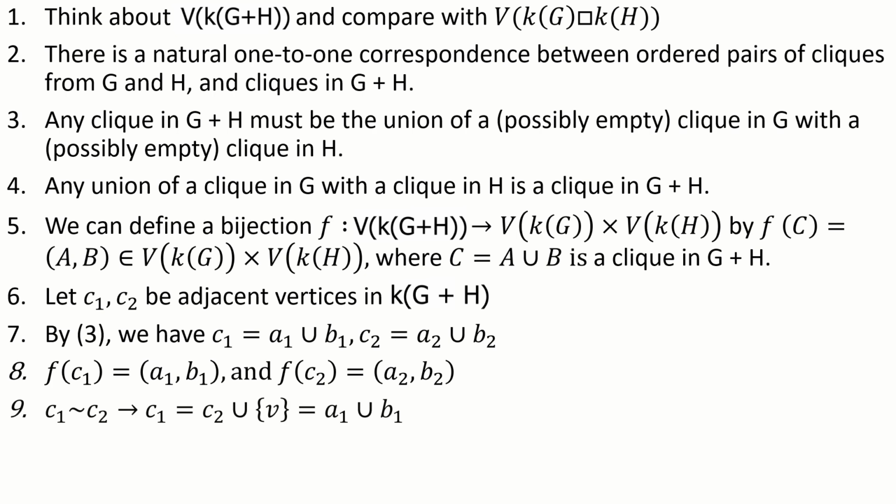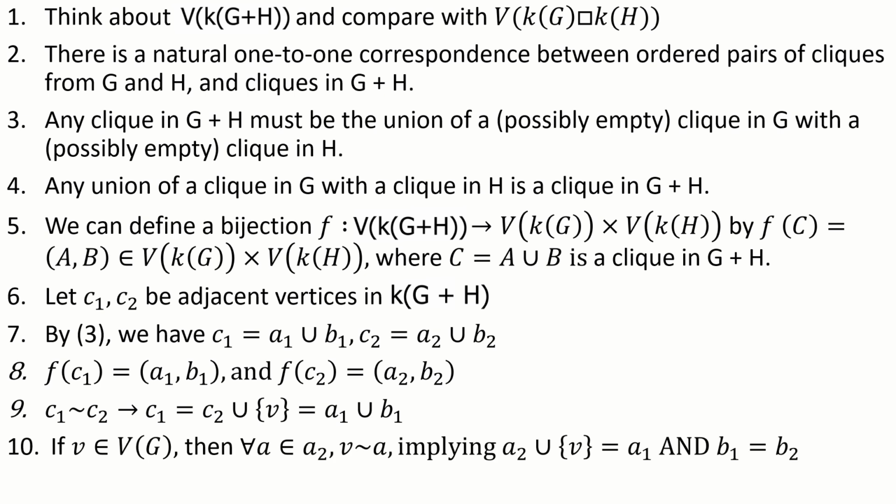By the fact that C sub 1 and C sub 2 are adjacent, C sub 1 must differ from C sub 2 in the presence of a single vertex V. This means that C sub 1 is the union of C sub 2 and the set containing V. Since V was a vertex in G join H, it either came from G or from H. If V was a vertex from G, then in G, vertex V must be adjacent to all vertices in clique A sub 2, meaning the union of clique A sub 2 with V is a clique in G, and is equal to clique A sub 1, which is the set of vertices in C sub 1 that came from graph G.